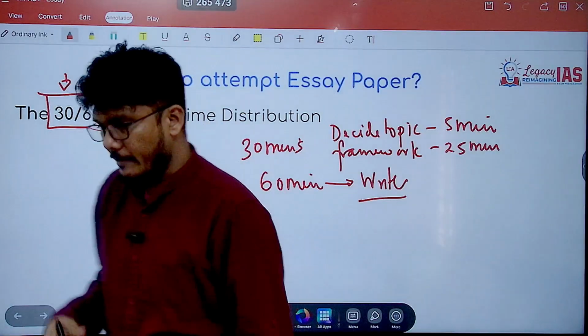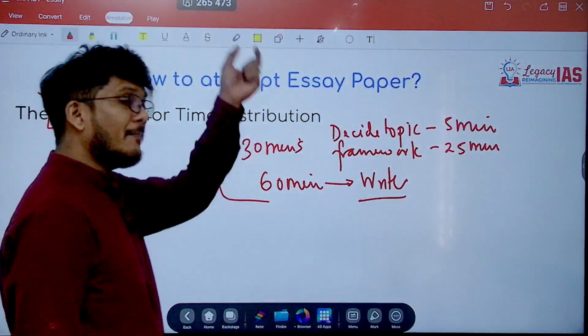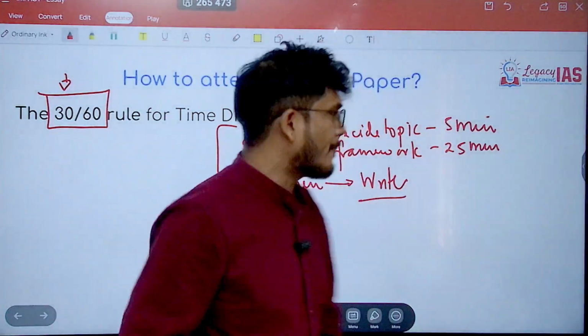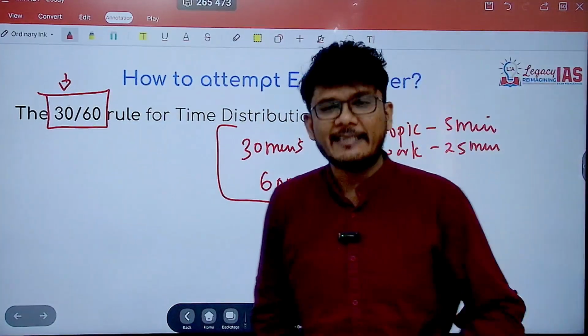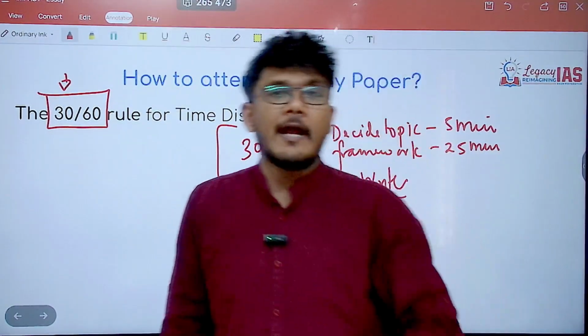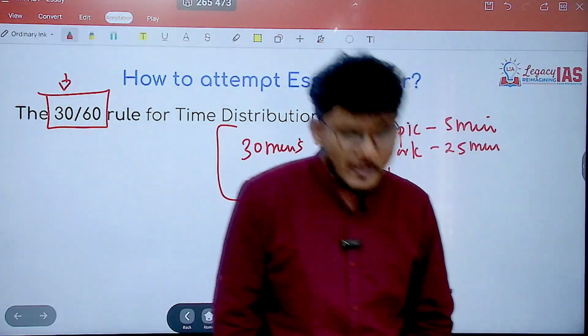Now, when you do this for one essay and the second essay also, what happens? 30 plus 30 minutes, a total of 1 hour of the paper, will go for deciding the topic and the framework, and only 2 hours will go for actual writing. That is completely okay. It is not less. However, of course, you try it and see it for yourself. Why is it not less?